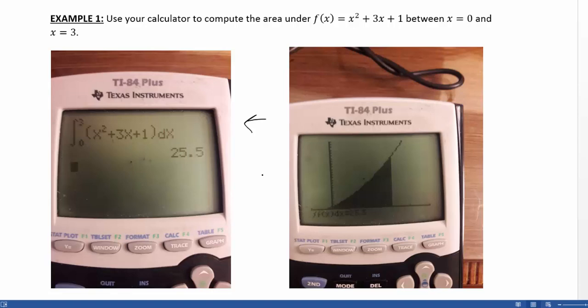On the right is a picture of what that looks like. I've graphed the function and I've shaded in the area between 0 and 3. So the area between the function and the x-axis is going to be 25.5, which I can get by computing on my calculator. However, even though we now have the tools to be able to compute this exactly on our calculator, sometimes we ask questions using the integral where we still need to do some estimating. So let's see how those types of questions are worded.